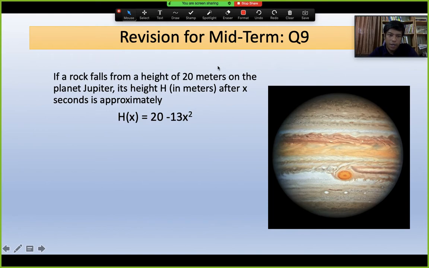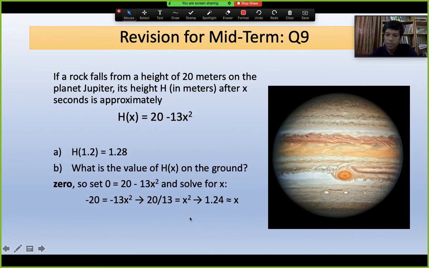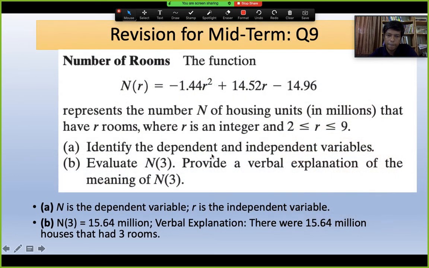This is for the gravity of Jupiter, some planet from the solar system. So h of 1 equals what? We just put 1 instead of x, then we get the answer. On the ground, so h of x, this part we put 0, and x equals what? We find out. Okay. This is the solution also, as you can see.